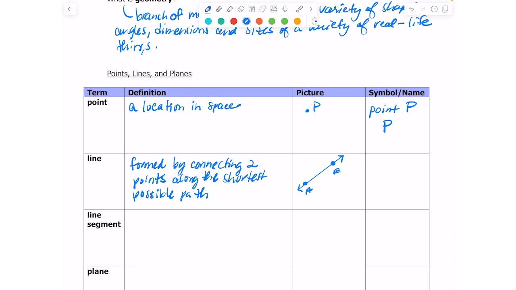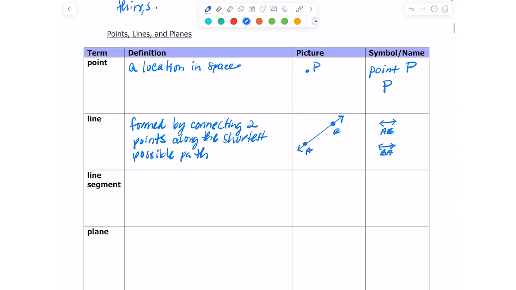And the symbol for a line could be a little miniature version of a line. We can call this line AB. You can also reverse the letters and call it line BA. Okay, those both represent the same line since lines go on forever in both directions. It doesn't have a starting point or an ending point.